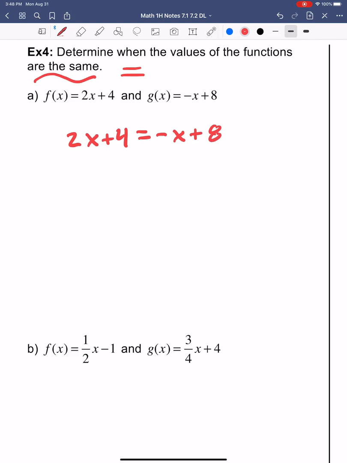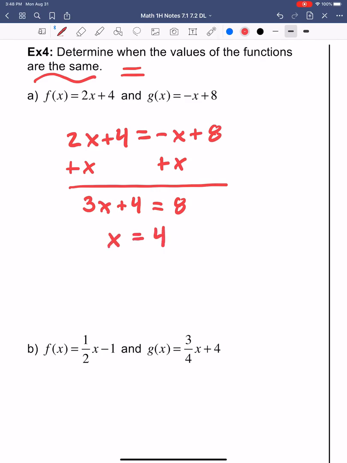They're asking me when are these going to be the same, so that's when are they going to be equal. So I set them equal to each other. And now I just go ahead and solve. So add x. And I get 3x plus 4 equals 8. Subtract 4, so 3x equals 4. And then divide both sides by 3, and I get x equals 4 thirds. Okay, and so they would be the same when x equals 4 thirds.